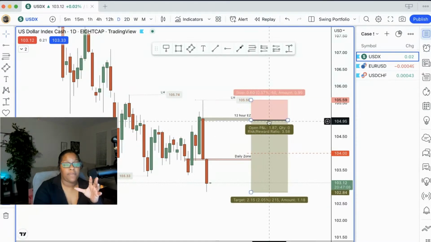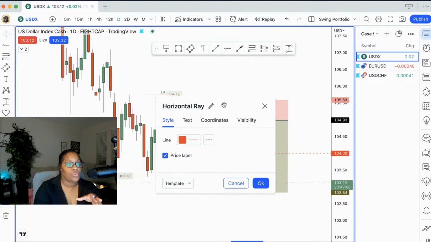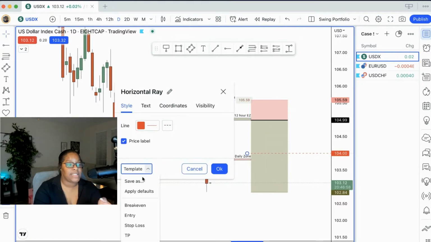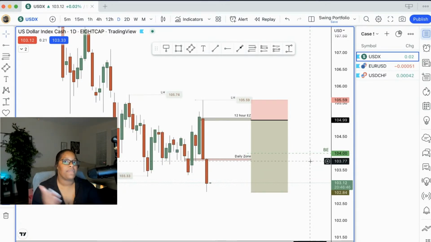I'm going to find my 50% mark, which I'll show you guys what I use as well. And then once I find that, I'll click on my horizontal tool and move it there, and I have a template saved as well: break even, my entry, my stop loss, my take profit 1, my take profit 2. And I'll just click on whatever is specified there. Like, this is my break even point. And that's what I use my horizontal rays for.